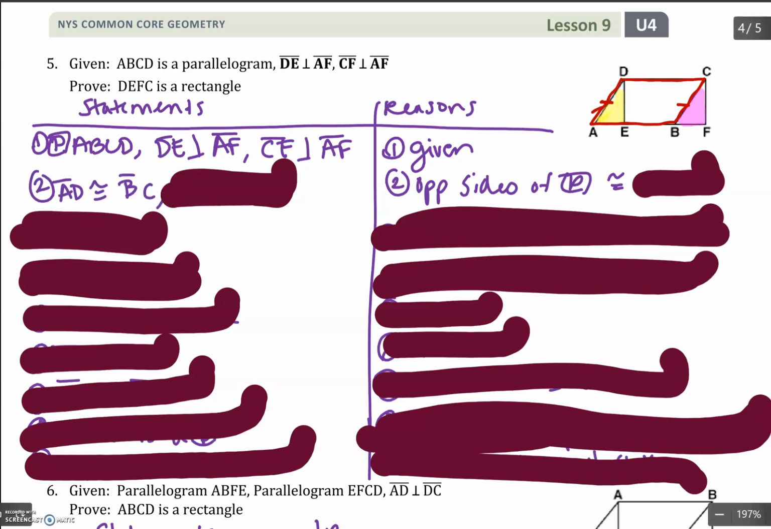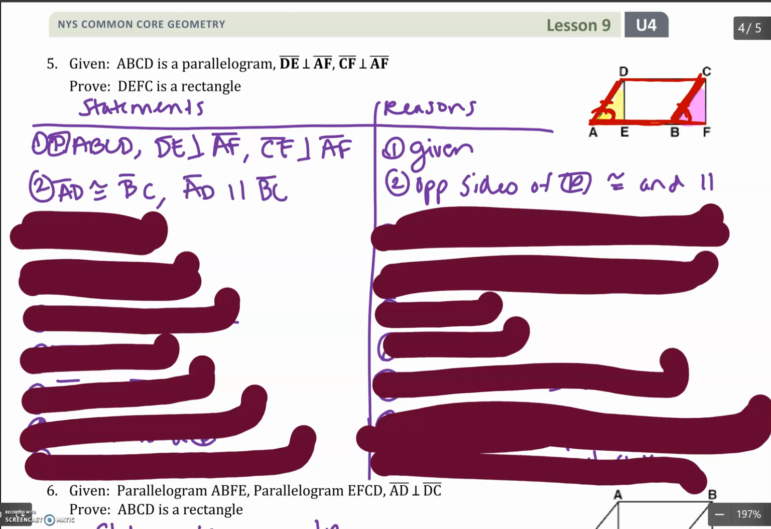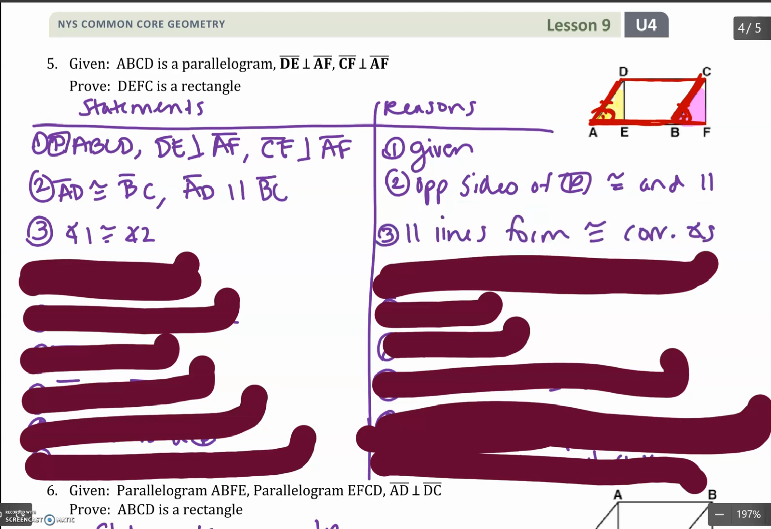The opposite sides are also parallel, which can come in handy because AD and BC being parallel can lead me towards these angles, their corresponding angles. So I can say that AD and BC are parallel, and therefore angle 1 and angle 2 here would be congruent because parallel lines form congruent corresponding angles. Okay, so angle 1 is congruent to angle 2.